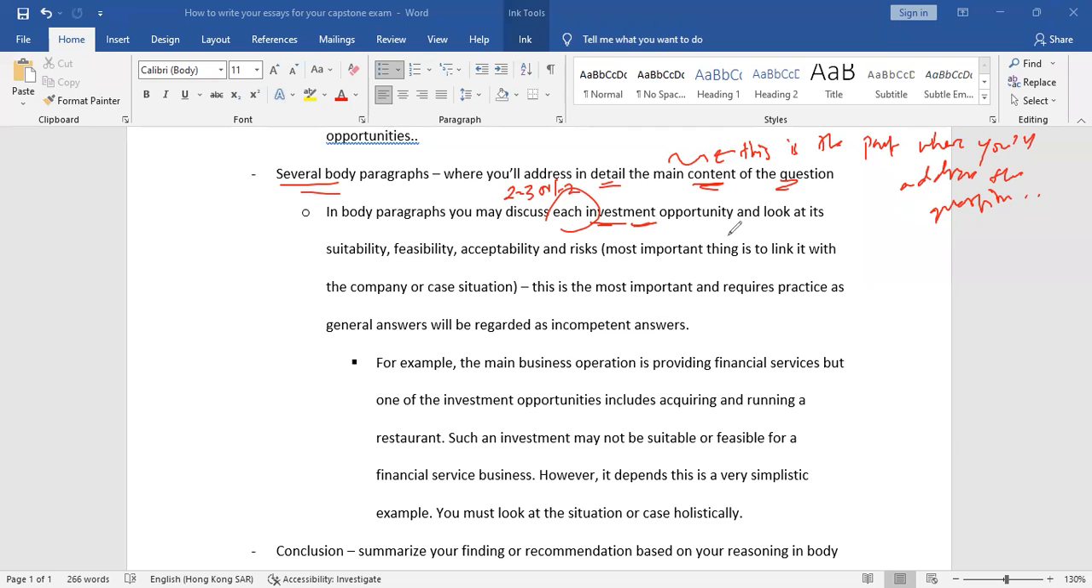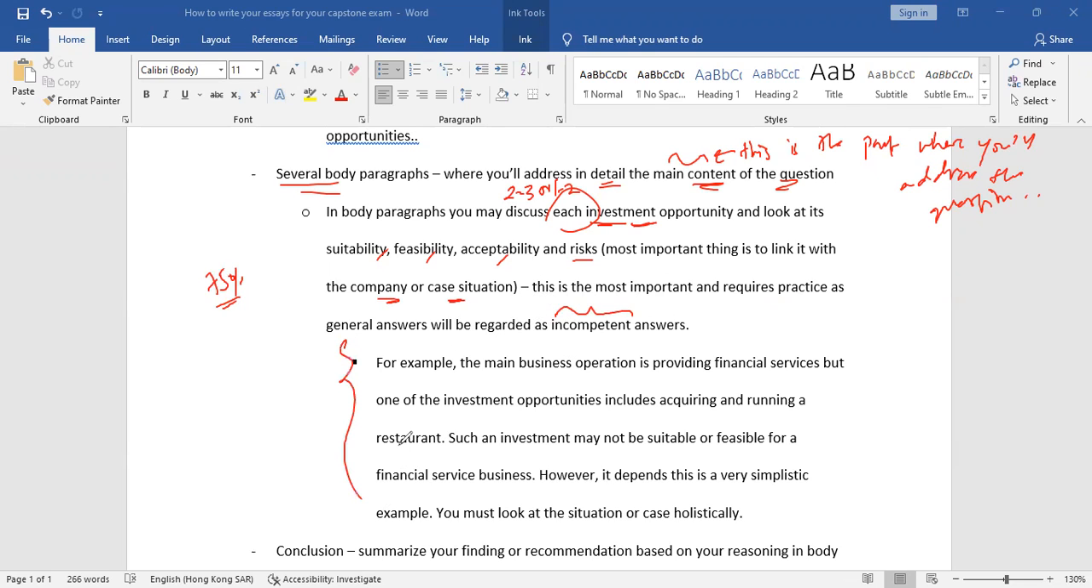For example, you would talk about the suitability, feasibility, acceptability, and risks. That would be in your body paragraphs in detail. You would go in depth into those factors and look at the suitability and feasibility. The most important thing is to link it with the company and case situation. This is very important. Otherwise, your answers would be considered incompetent, and there are higher chances of failing the exam rather than passing it. The written exam counts for 75% of your overall grade for your capstone exam.